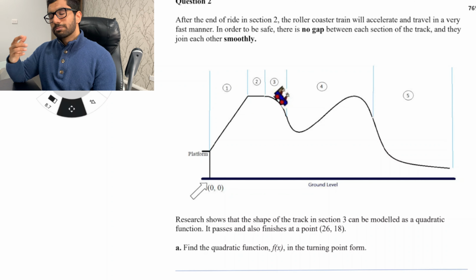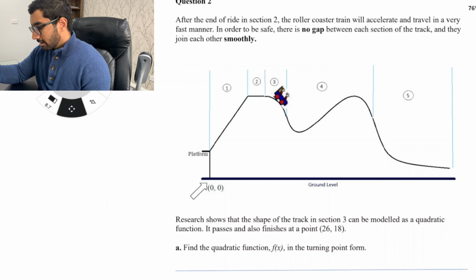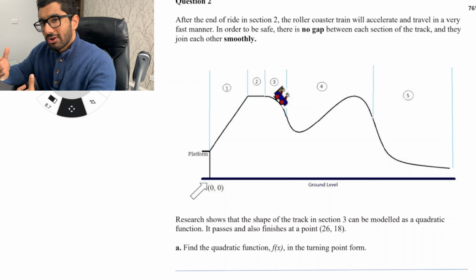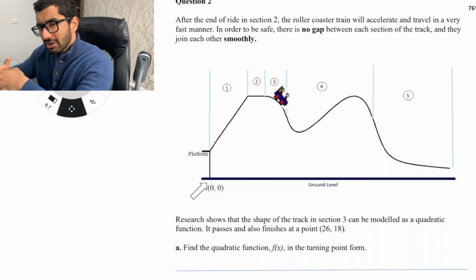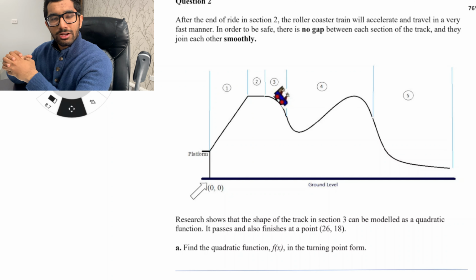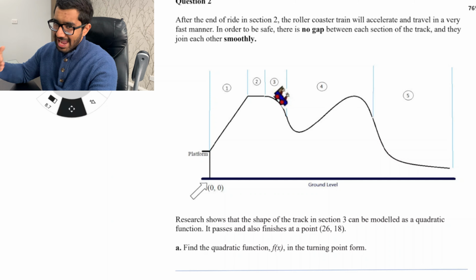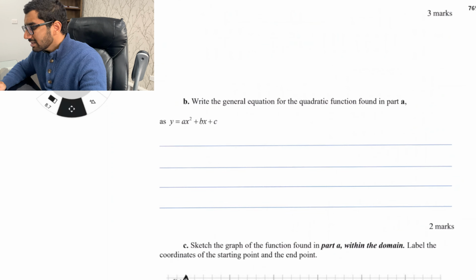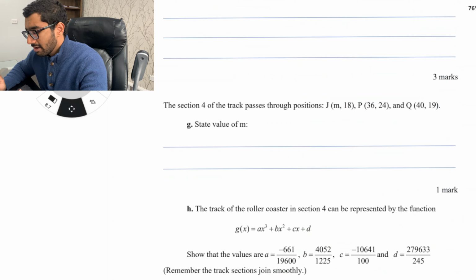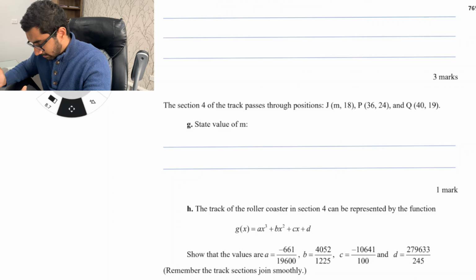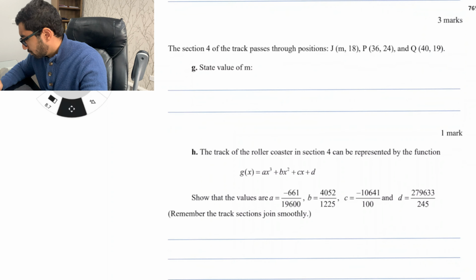Now, remember what we had spoken about earlier, right? Remember how we said that all of these functions are continuous from section 2 onwards? Well, look at the quadratic. The quadratic finishes at the point (26, 18). And so this next question is probably relying on the fact that, due to continuity, m would also have to equal 26. So that's what would be going through my head there.